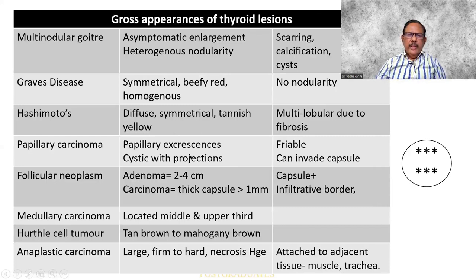Papillary carcinoma, papillary excrescences, cystic with solid areas. There can be projections. Otherwise, it can be friable and an invasion into the thyroid capsule can be noted. Follicular neoplasm, adenoma 2 to 4 centimeters or larger. Carcinoma, you find that there is a thicker capsule, but there is an invasion that can be made out, with an infiltrating border. Medullary carcinoma, located in the middle and the upper third, tan or mahogany brown in color. And anaplastic carcinoma can be firm to hard with adhesions, necrosis, and areas of hemorrhage.